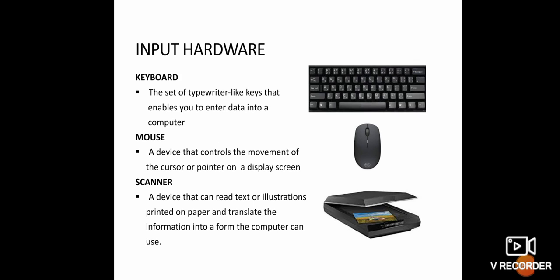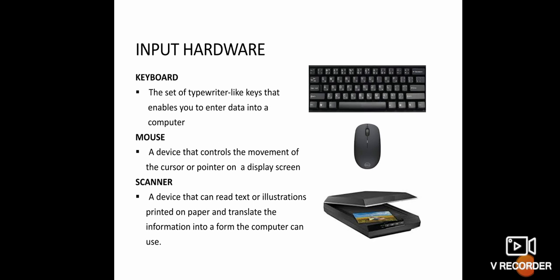Just like that, a computer needs a keyboard, a mouse, and a scanner to get the input. What is a keyboard? The set of typewriter-like keys that enables you to enter data in your computer. And the mouse controls the movement of the cursor or the pointer on the display screen. You can select your icon and you can select text using your mouse.